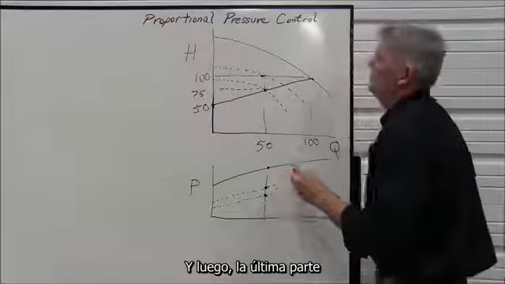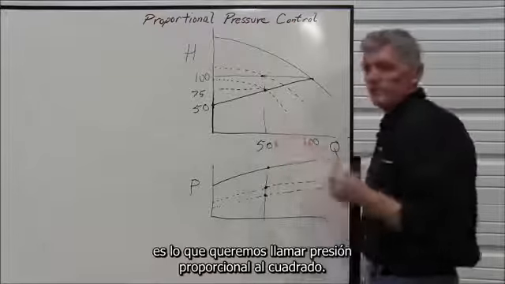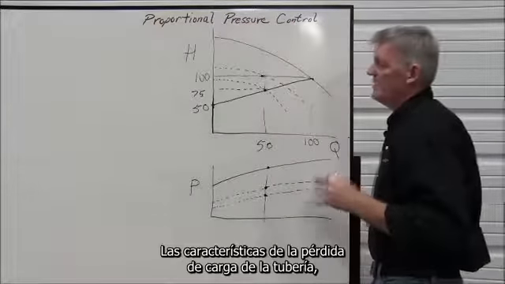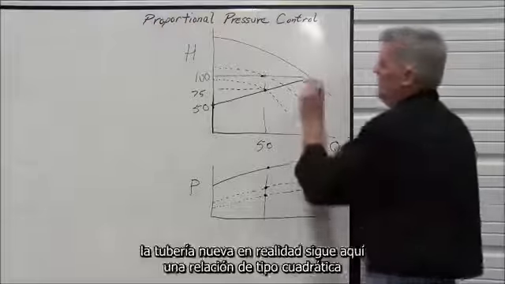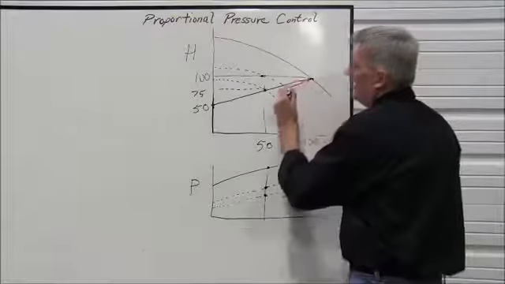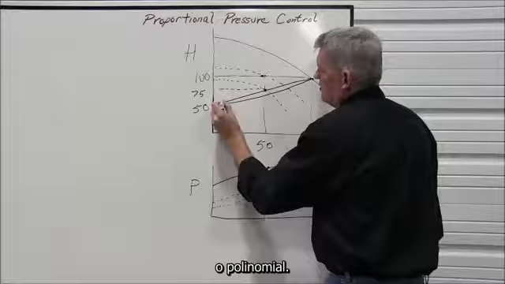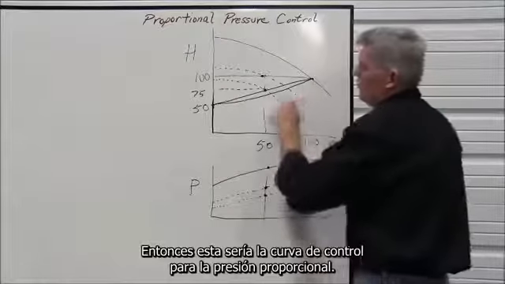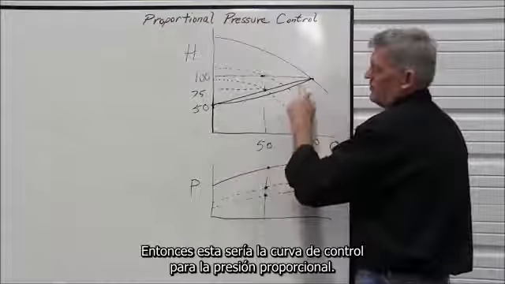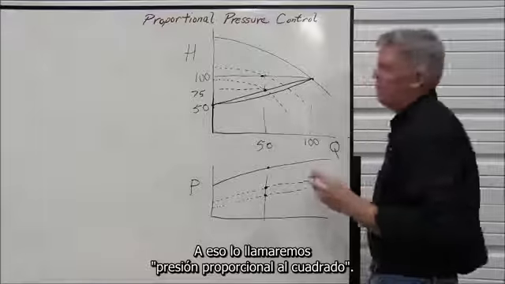And then the last bit is what we want to call proportional pressure squared. The characteristics of pipe head loss through piping actually follows a quadratic or a polynomial type relationship here. So this would be the control curve for proportional pressure. We'll call that proportional pressure squared.